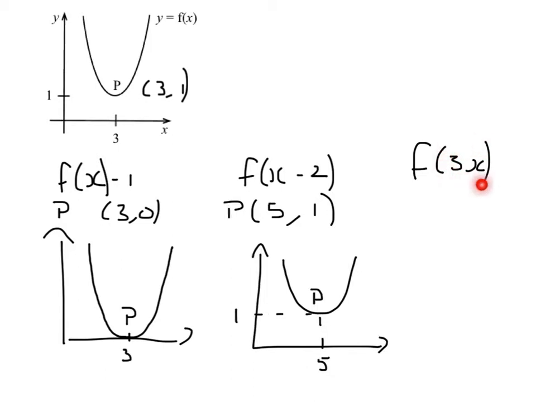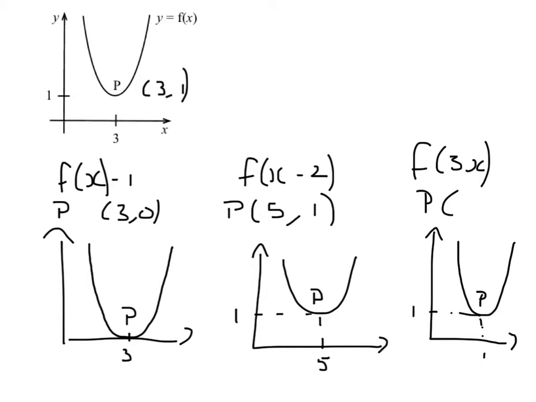Again, we're dealing with the x coordinates, and this time we're going to divide them by 3, which means that P is at the point 1, 1. So P will be at the point 1, 1.